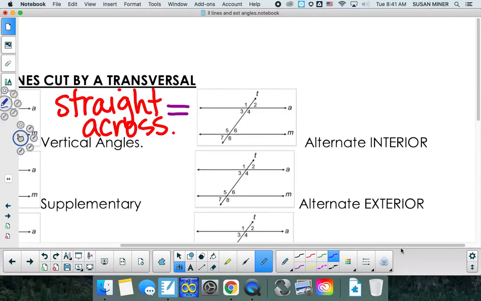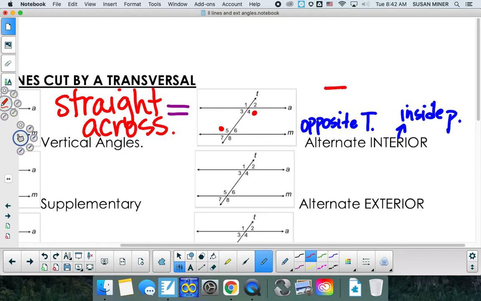Remember, alternate means opposite sides, right, of the transversal. I'm just going to put T for transversal and P for parallel. Opposite sides of the transversal, and interior means inside the parallel lines. Okay, P for parallel, T for transversal. So opposite sides of the transversal inside the parallel lines. An example would be 4 and 5. Those are a matched pair. Remember, alternate interior angles are congruent. They're equal to each other.